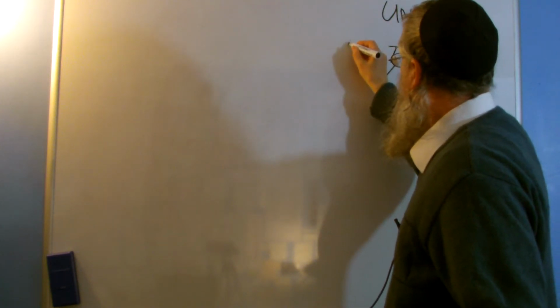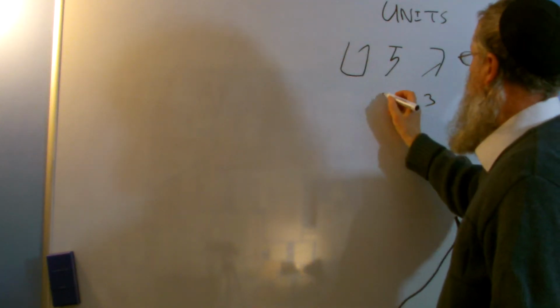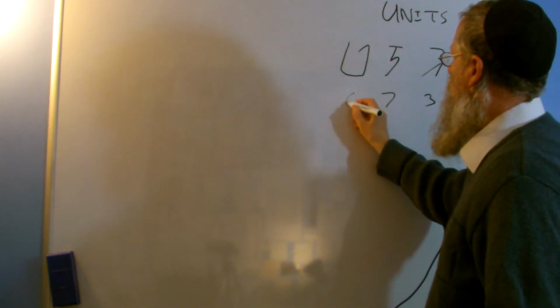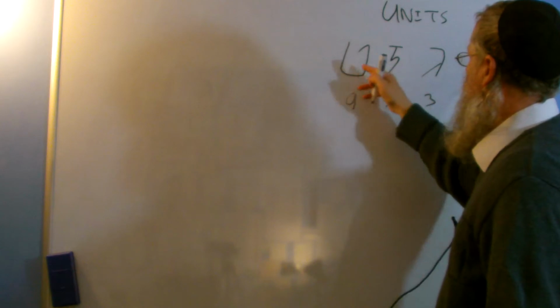So, why do these 7 letters have crowns? Well, first of all, let's have a look at what these 7 letters are. In the units, they are a Gimel, they are a Zayin, and they are a Tet. Gimel is the 3rd letter, equals 3. Zayin is the 7th, and the Tet is the 9th letter. So that's 3, 7, 9.